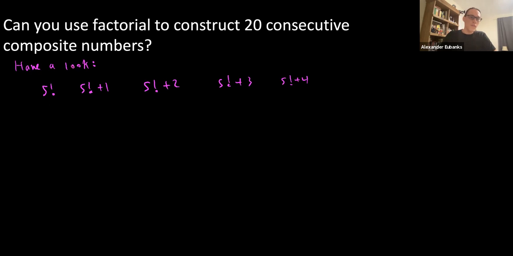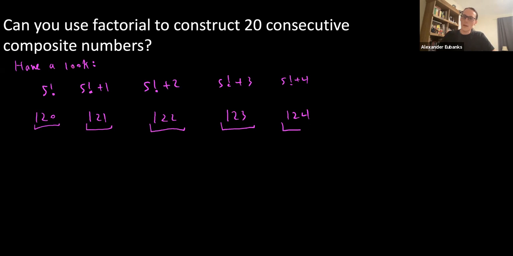5 factorial is 120. It's 5 times 4 times 3 times 2 times 1. If I add 1, I get 121. If I add 2, I get 122. If I add 3, I get 123. If I add 4, I get 124. And so notice this is a sequence of 5 composite numbers. And I got that from starting with a factorial and going up.